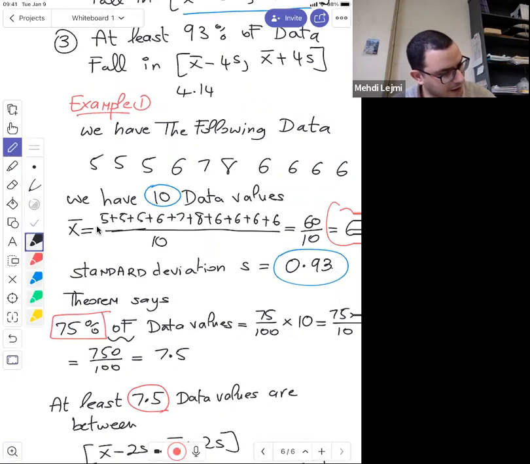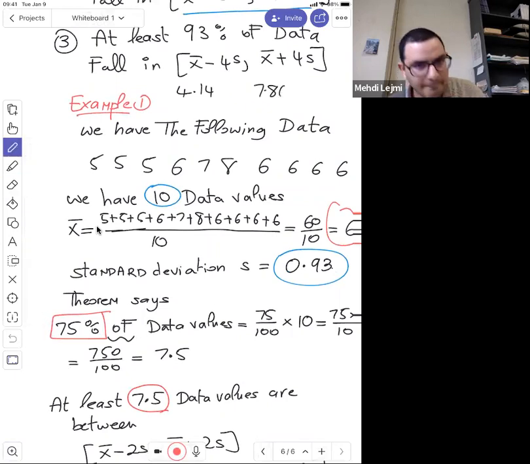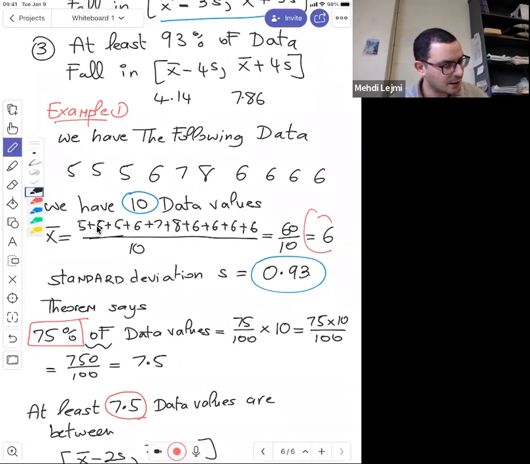And 7.86. Okay, any guess, guys, how many numbers are between 4.14 and 7.86? For example, we take 5, right? 5 is between 4.14 and 7.86. Again, 6 is also between 4.14 and 7.86, right? 7 is also between 4.14 and 7.86.